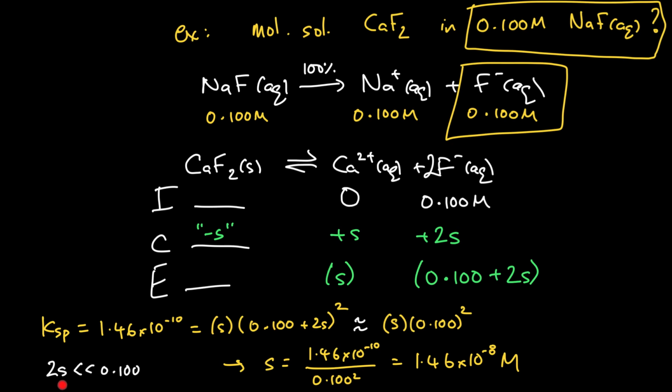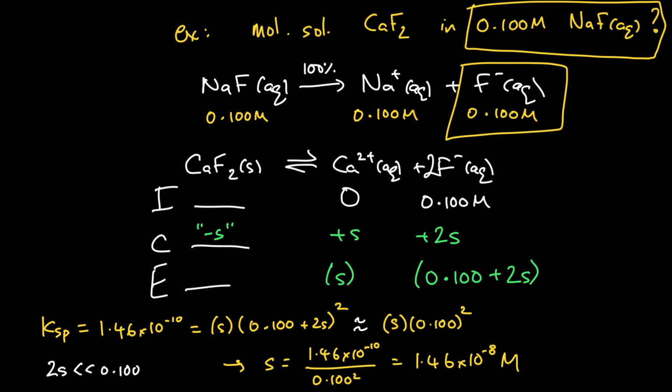Is our assumption valid? Is 2s much smaller than 0.1? Well, even if we double that number, it's barely going to be like 10 to the minus 8 still, and 10 to the minus 8 is 10 million times smaller than 10 to the minus 1. So yeah, it looks like a pretty darn good approximation to make. That saves solving a cubic equation too.